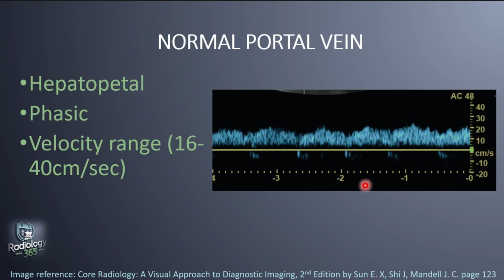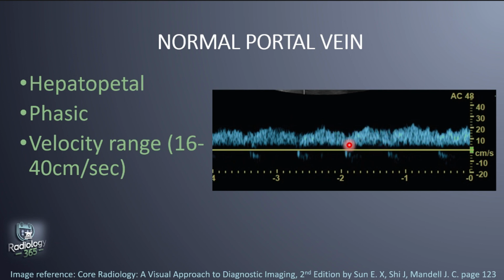For the portal vein Doppler, we have usually again hepatopetal flow, that is constant forward motion of blood, but then it can be phasic, not necessarily pulsatile, but it undulates mildly because of variations in respiration and sometimes in the cardiac cycle. So you have this phasic undulation of the portal venous waveform, and the velocity ranges between 16 and 40 centimeters per second. So this waveform shows us a typical portal vein waveform which undulates mildly, that's phasic, and constantly above the baseline, which is normal.